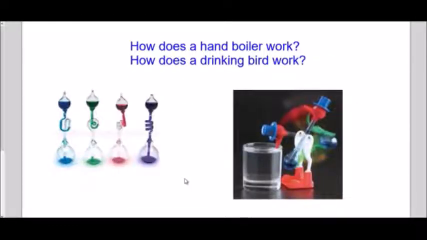Now, I don't know if you've ever seen a drinking bird before, but how does a drinking bird work? Well, it works using the next law called Charles' law.